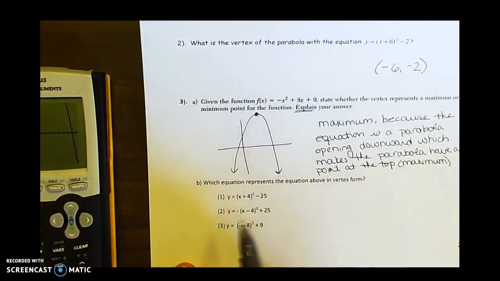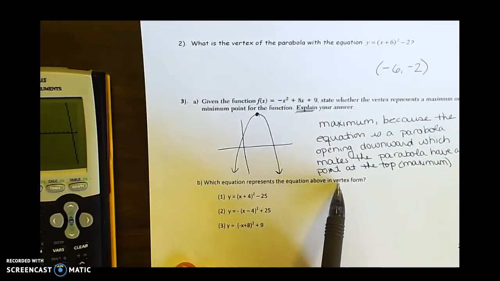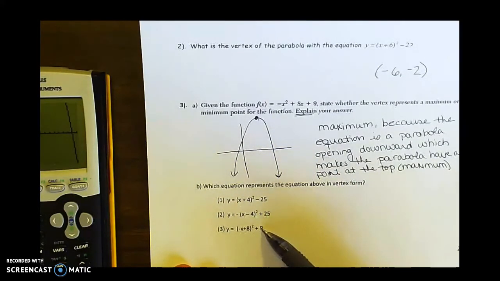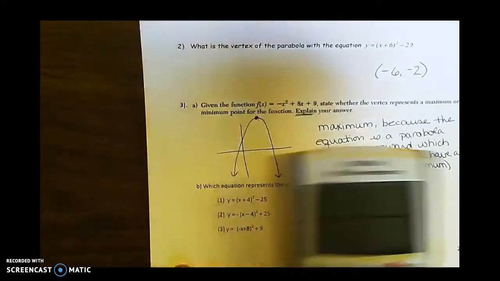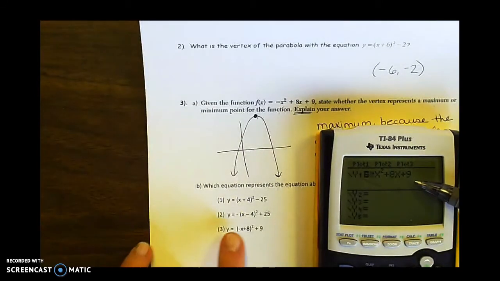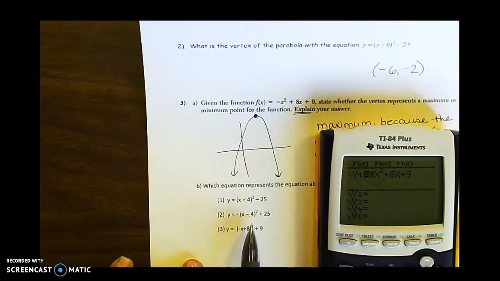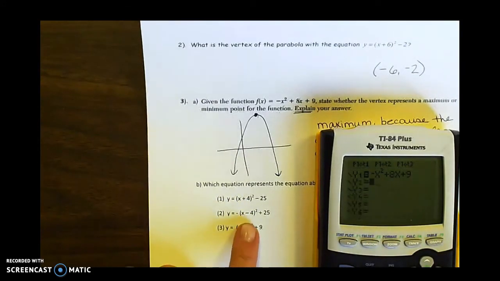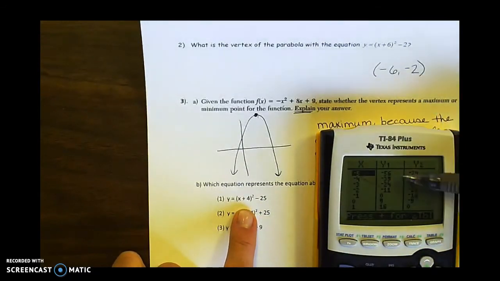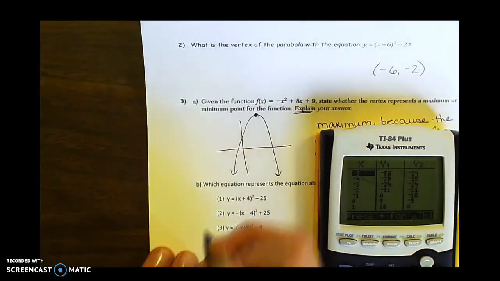All right, last part, it says, which expression represents the equation above in vertex form? Ooh, so we want to take this equation and see which one matches. Well, I'm going to make this easy on myself. I already have the equation in there. Since this is multiple choice, I'm going to start plugging these in, and see which one of these matches my first equation. So I'm going to go to y2, and let's type it in. So (x plus 4) squared minus 25. Now I'm going to go to my table of values. Let's see. Do my y columns match? Nope, they don't, so it can't be choice 1.